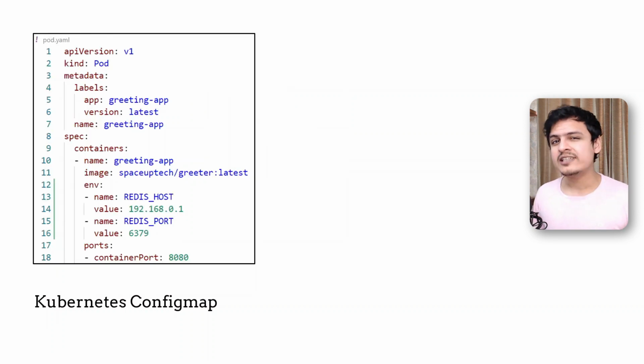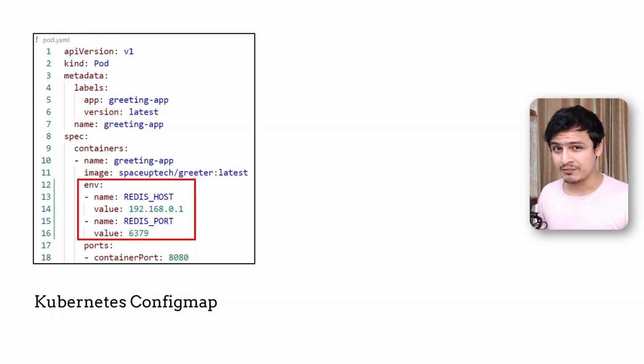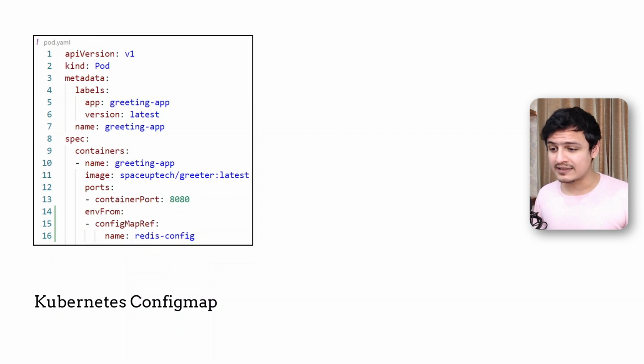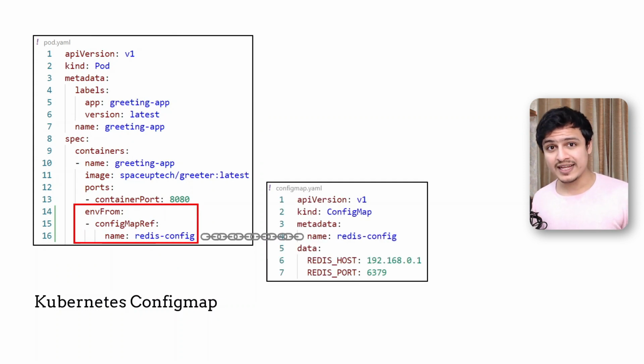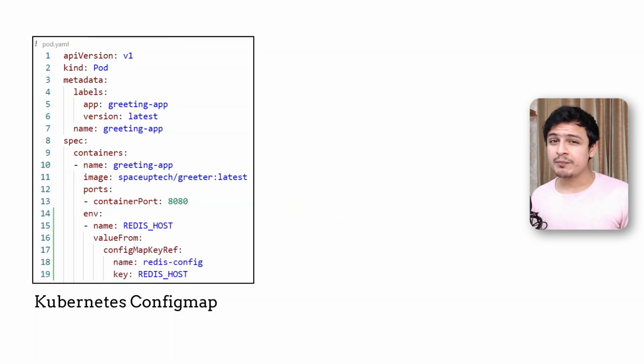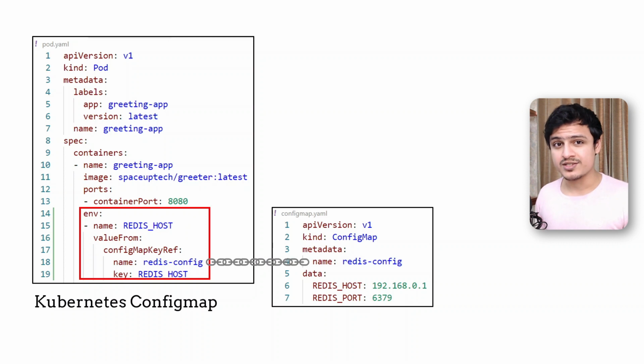In my pod, instead of passing the values directly like I'm doing here, we can simply load all the keys of the ConfigMap as environment variables, something like this. I can also cherry pick which environment variables I want to load. That will look something like this. Just remember, when cherry picking, you will have to repeat this config for each key you are interested in.